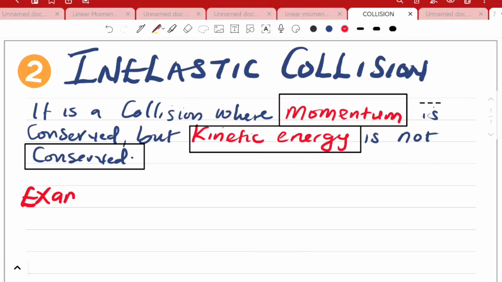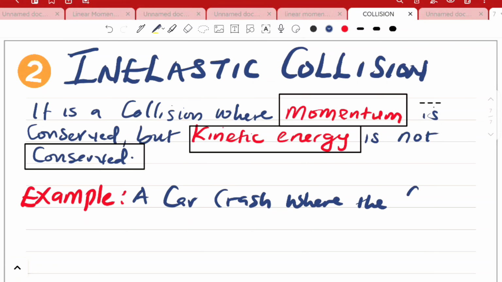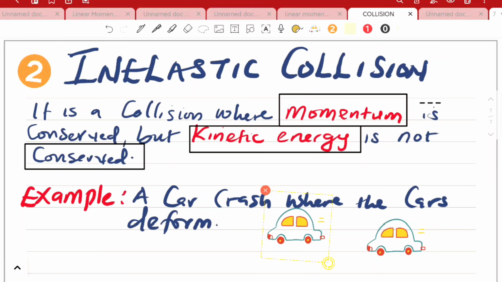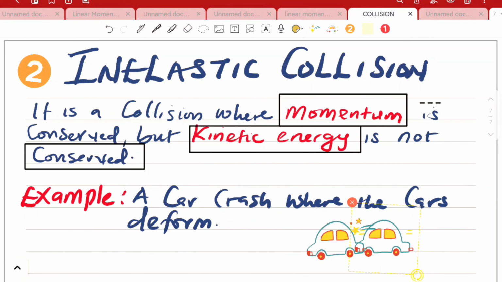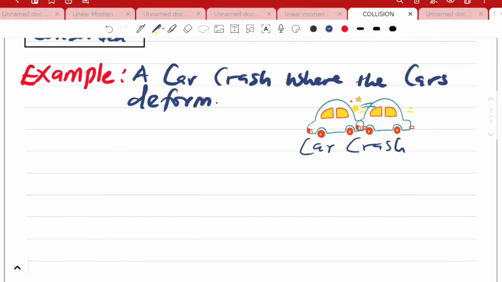If we proceed further, for example, a car crash, where the cars deform. If you observe that, that is an example of inelastic collision. Please observe this image. If, for example, this M1 car 1 hits car 2 by crashing it, it will deform, or both might even deform in shape.